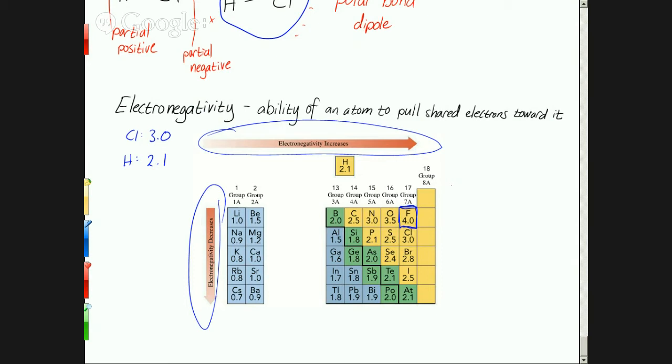Knowing that, we can make some conclusions about whether or not bonds will be polar. For instance, a carbon-oxygen bond. Would you expect a carbon-oxygen bond to be polar, just looking at the periodic table? Yes. So which part would have the partial negative charge? Where would the electrons go? Would they go to the oxygen or to the carbon? The oxygen, because that has the higher electronegativity. So we would expect in a carbon-oxygen bond to have a slight negative charge on the oxygen and a slight positive charge on the carbon.